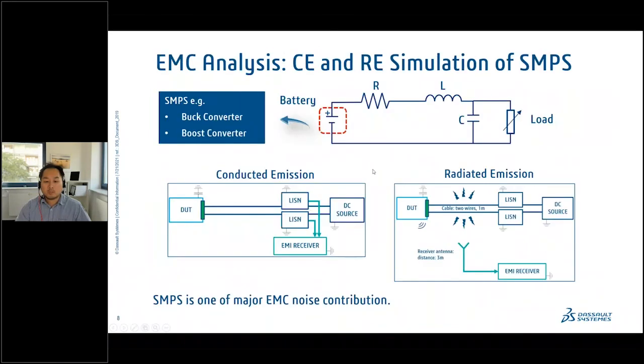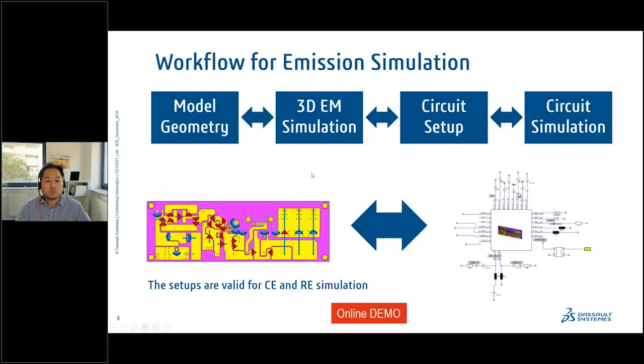So I will move back again. The workflow is pretty similar, but in this case we move to the 3D EM simulation. First of all, you need to have the model geometry. In this case, we have the PCB. If you have a mechanical housing, you can also combine the PCB layout with the mechanical.